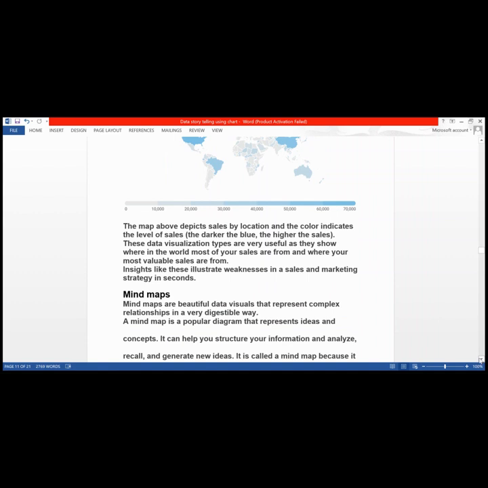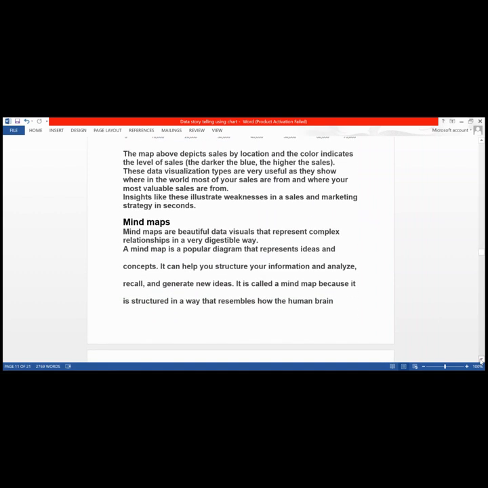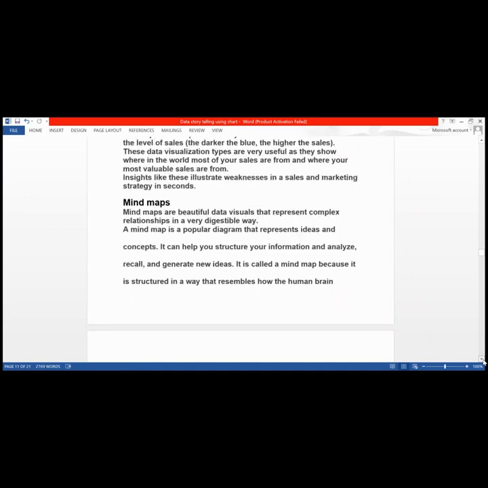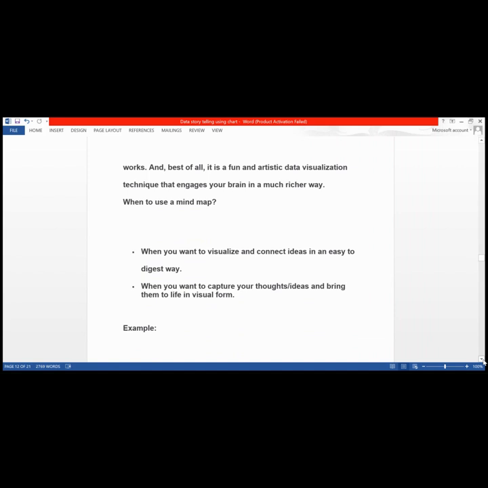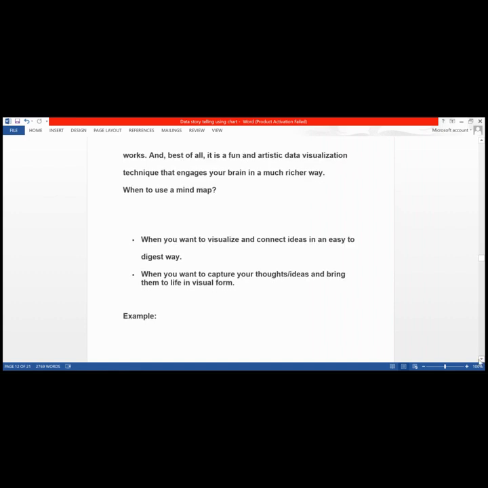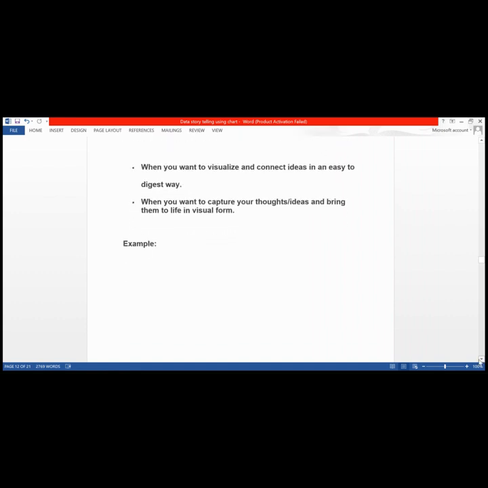Second, we have mind maps. Mind maps are beautiful data visuals that represent complex relationships in a very digestible way. Look at this example. It is called a mind map because it is structured in a way that resembles how the human brain works. When to use it: when you want to visualize and connect ideas in an easy to digest way, and when you want to capture your thoughts and ideas and bring them to life in visual form.